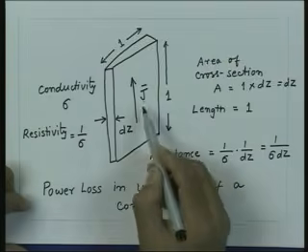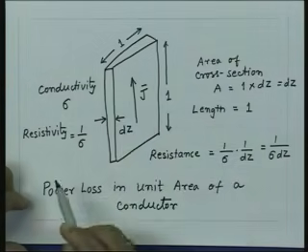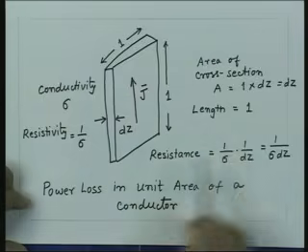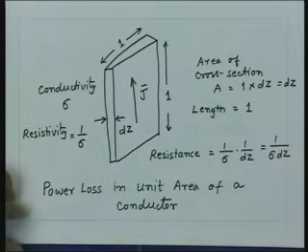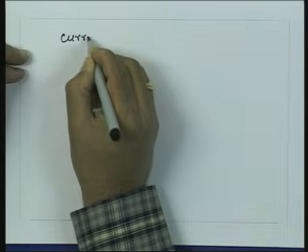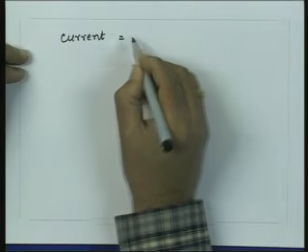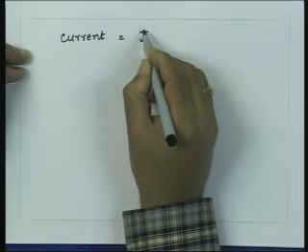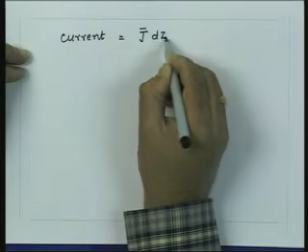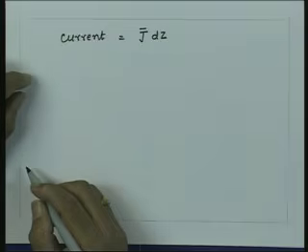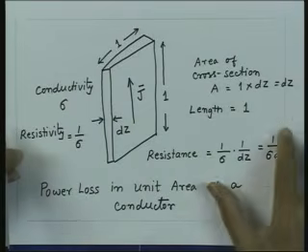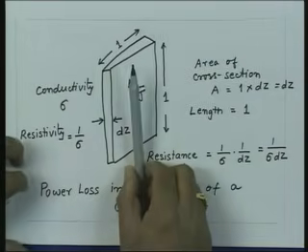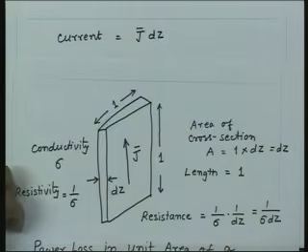How much is the current flowing in this? That is J times the area of cross section, which is A. So, J times dz, that is the current flowing in this slab. So I have the current equal to J times dz. So, the resistance of this slab is 1 upon sigma dz, and the current flowing in this is J times dz.